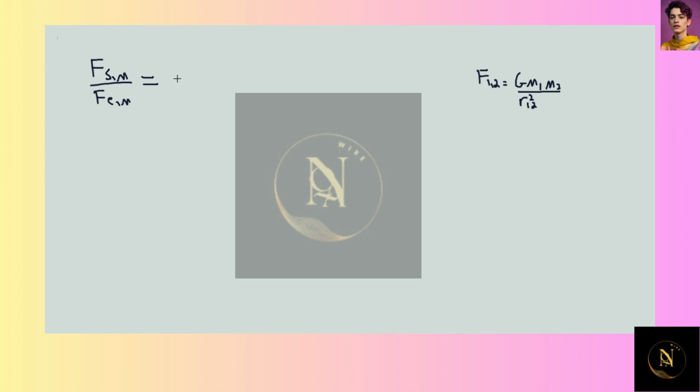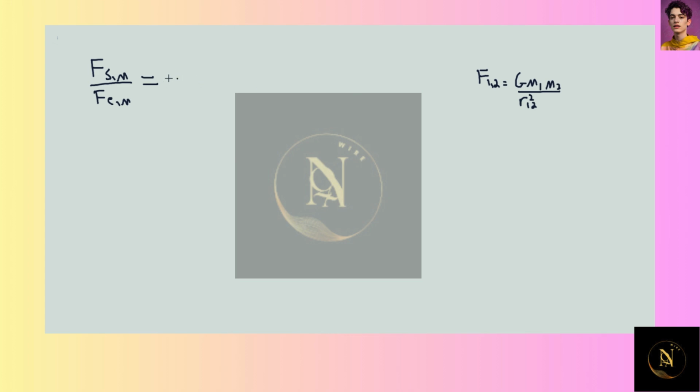So in this problem, we're asked to find the ratio of the gravitational force that the sun applies to the moon divided by the force that the Earth applies on the moon. So for any two objects, objects 1 and 2, the gravitational force between them is just going to be G, the gravitational constant, times the two masses divided by the square of the distance between the two masses.